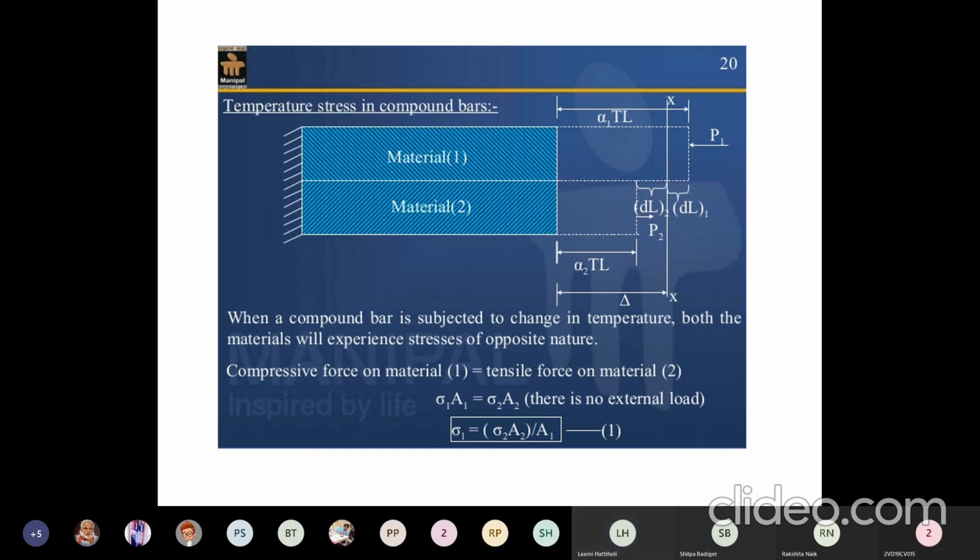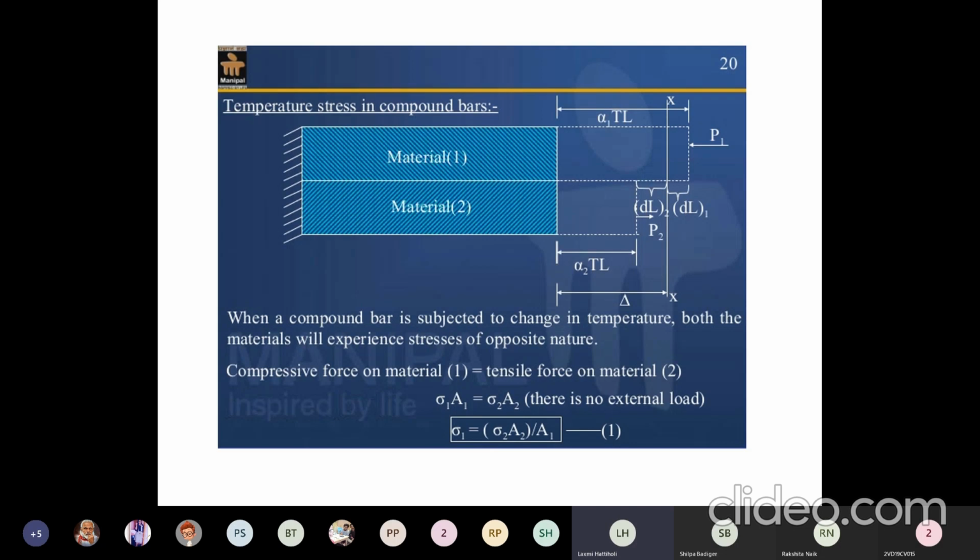Is it not? Yes? Is DL1 not the deformation due to axial load? Yes, ma'am. It is simple deformation due to axial load. Alpha TL is deformation due to temperature. But whatever procedure I am doing later for equilibrium is purely deformation due to axial load. So there I can apply PL upon AE. Please do understand this concept. Let me explain the equations now.